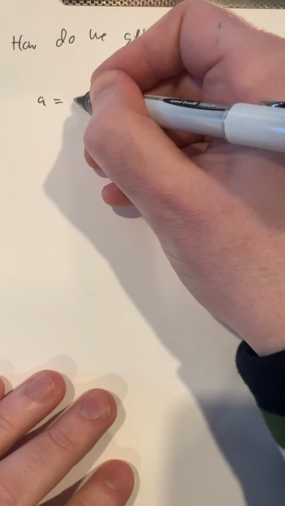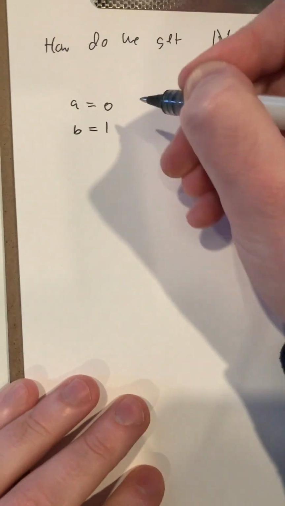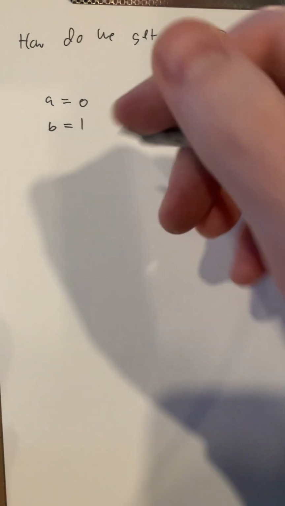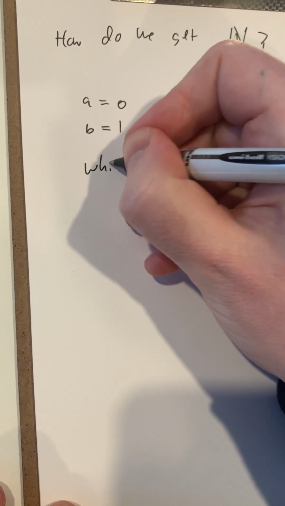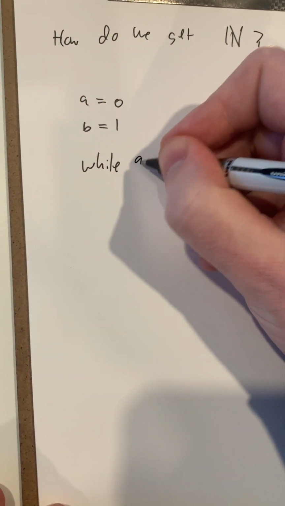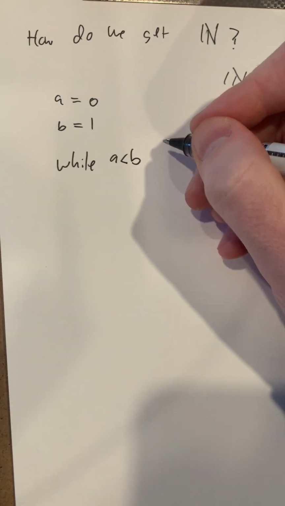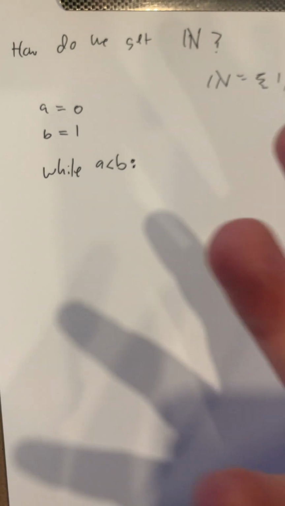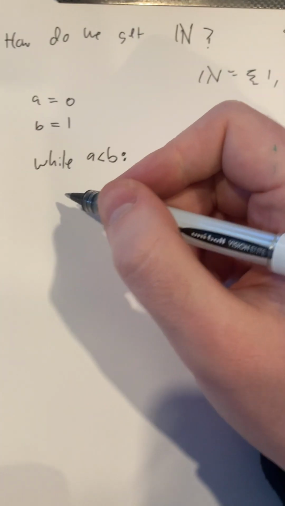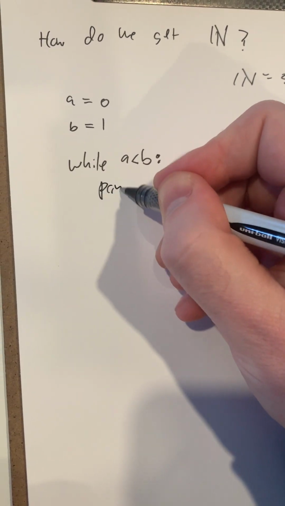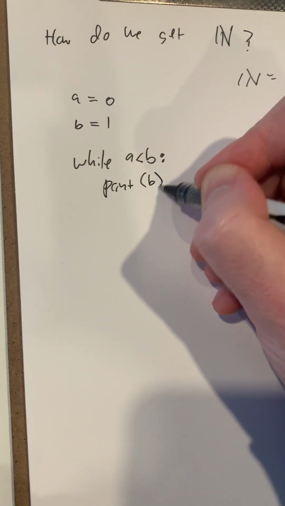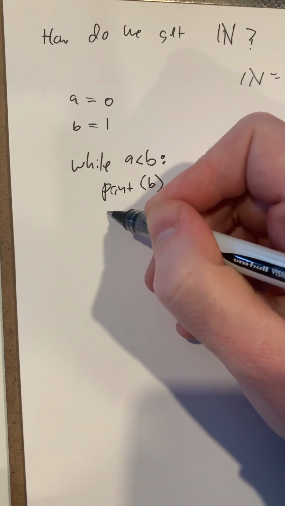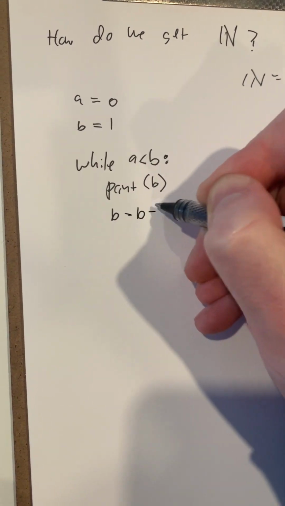A equals 0, B equals 1. Note, there's many ways to get these outputs. I'm just using the ones that I think require the fewest complicated jumps in terms of understanding what's going on. So while A is less than B, again, print B, B equals B plus 1.